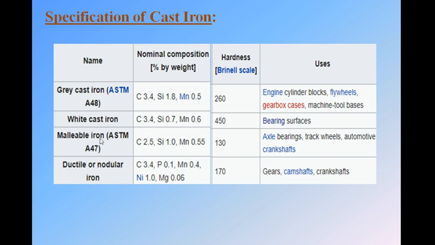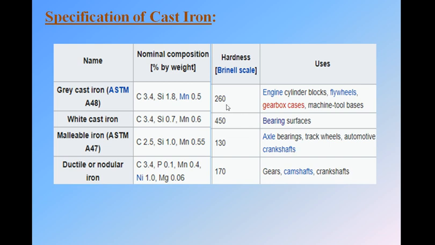Next, malleable cast iron: carbon is 2.5%, Si 1%, manganese 0.55%. The Brinell hardness number is 130 BHN. Applications are axle bearings, track wheels, and automotive crankshafts. Then we have the ductile or nodular cast iron. Carbon is 3.4%, phosphorus 0.1%, manganese 0.4%, nickel 1%, and magnesium 0.06%. The Brinell number is 170 BHN. Applications are gears, camshaft, and crankshaft.